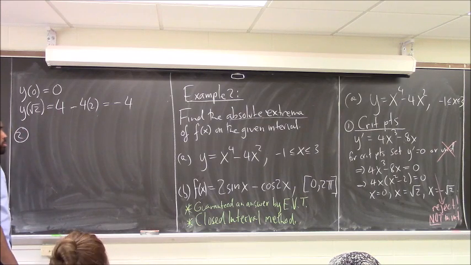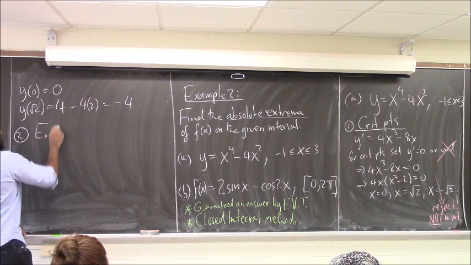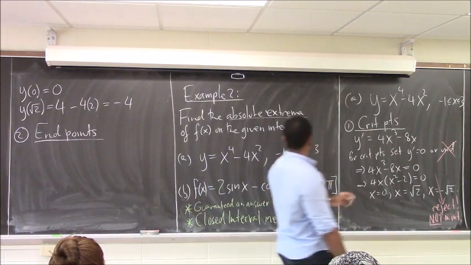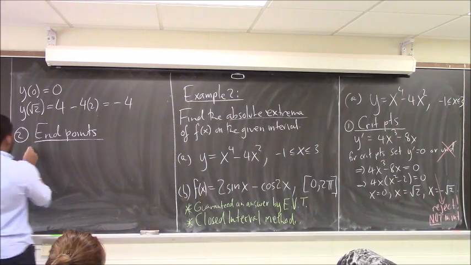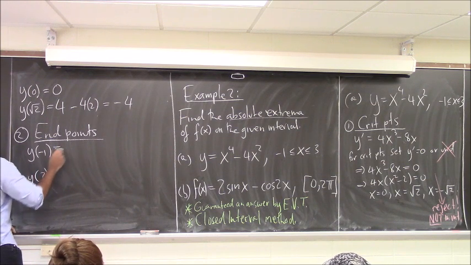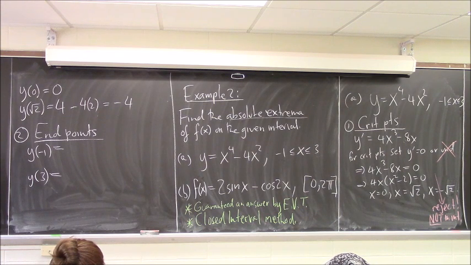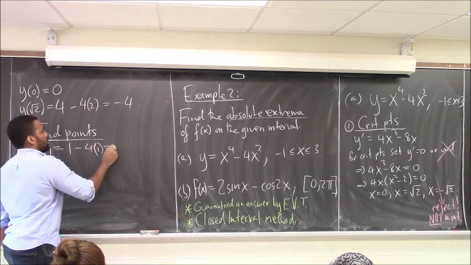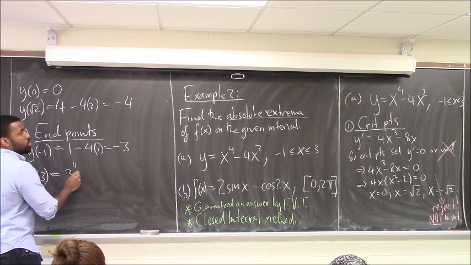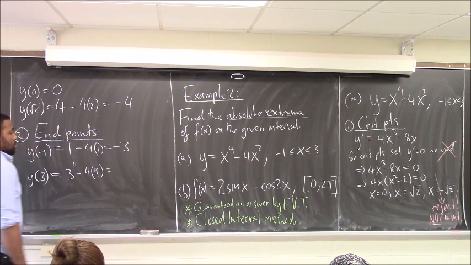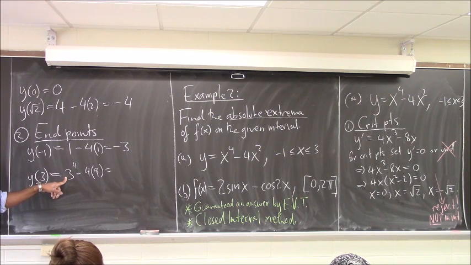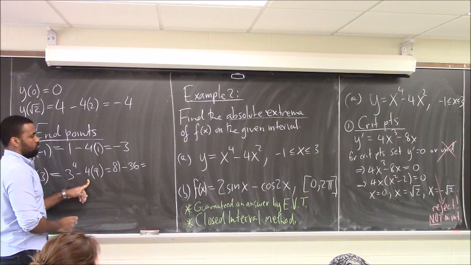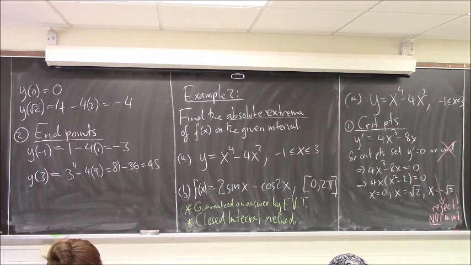That was step 1. This brings us to step 2, which is to test the endpoints. We saw that the largest values can occur at the ends. The endpoints are minus 1 and 3, so I'm simply going to evaluate the function at minus 1 and at 3. Plugging into the original, minus 1 to the 4th is just 1, minus 4 times minus 1 squared is minus 4, so this is minus 3. And this would be 3 to the 4th minus 4 times 3 squared. 3 to the 4th is 81, minus 4 times 9, which is 36. 81 minus 36 is 45. So we've evaluated the endpoints.